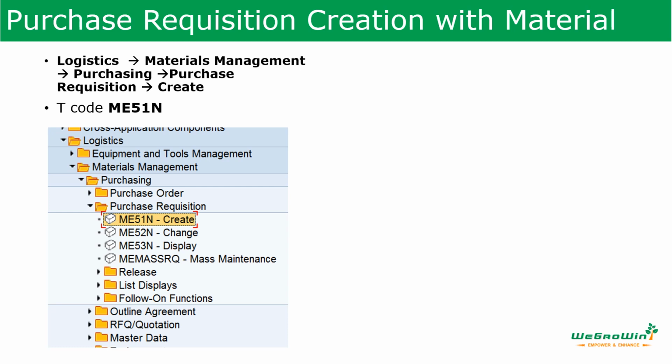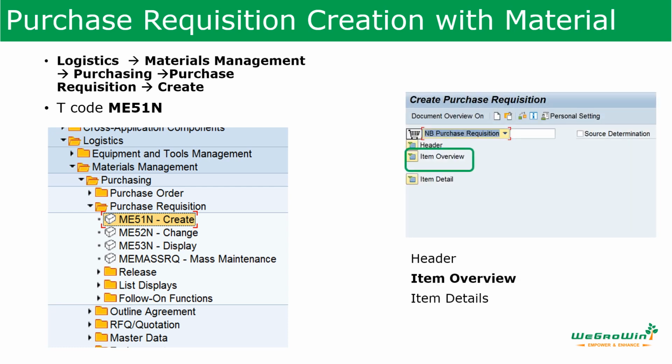Let us start discussing the creation of a purchase requisition manually. Then we will discuss various elements of PR which are applicable to both purchase requisitions generated manually or through MRP. The menu path to create a purchase requisition is shown here, and the transaction is ME51N. In the purchase requisition, three sections are there: header, item overview, and item details. Let us start discussing the item overview along with creating the purchase requisition.